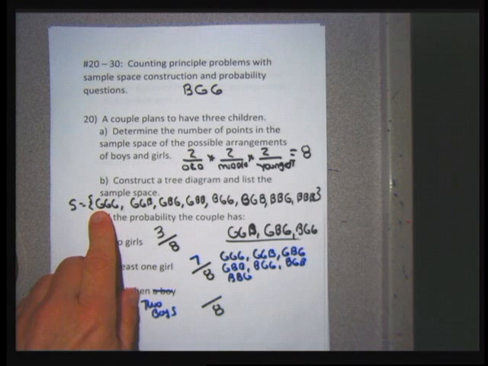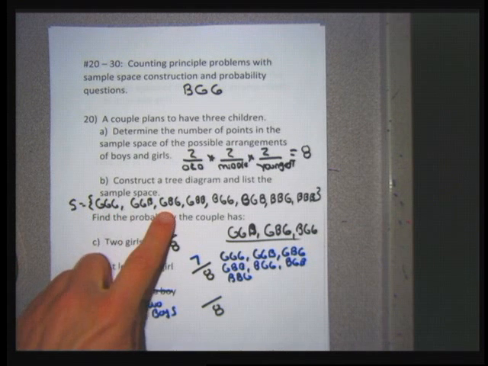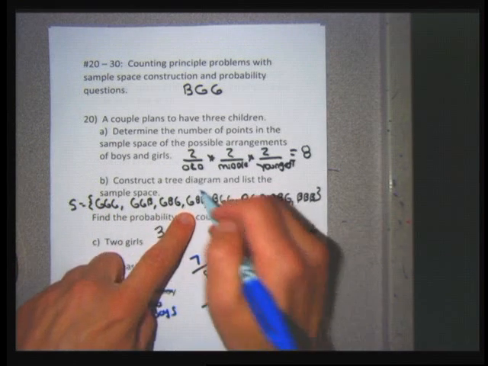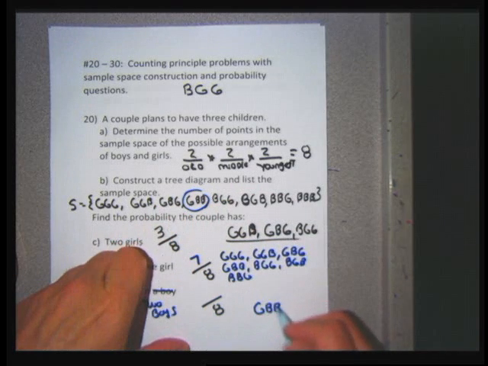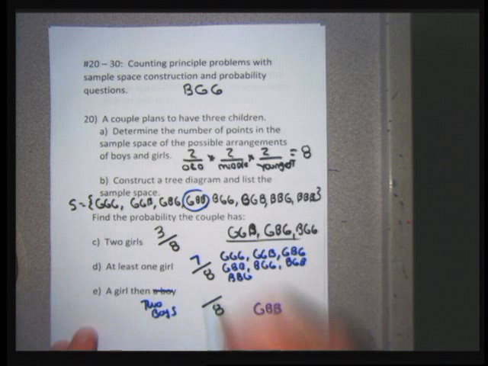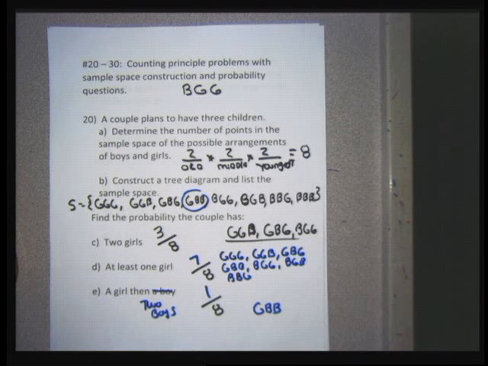That's a girl then 1 boy. There's a girl then 2 boys. This right here is a girl then 2 boys, and I don't think there's another one in the list that has a girl then 2 boys. So it's going to be 1 out of 8, modified to make it so I could do it.